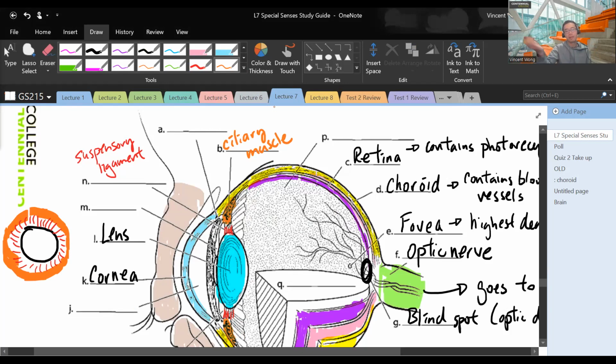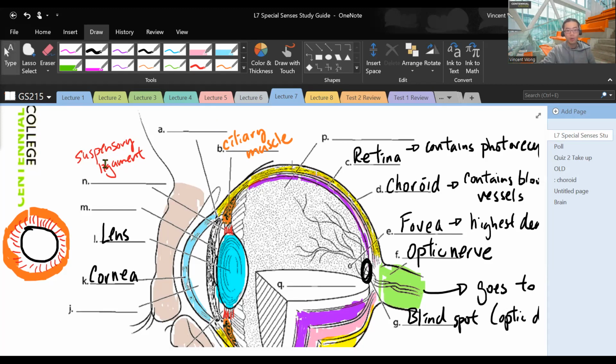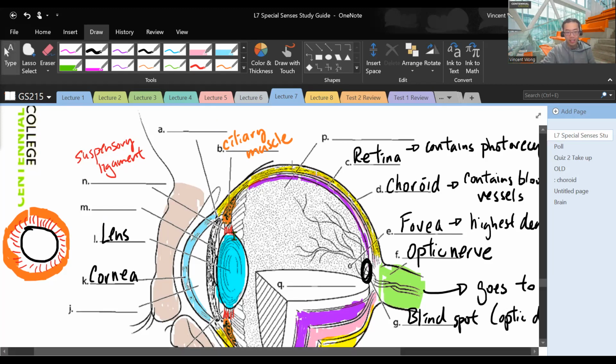Okay, sometimes you read it might call ciliary body. For us, it's the same thing. It doesn't really matter. Long story short, the ciliary muscle will contract or relax, which then would cause the suspensory ligaments to be tighter or become more loose, which in turn would change the thickness of the lens.